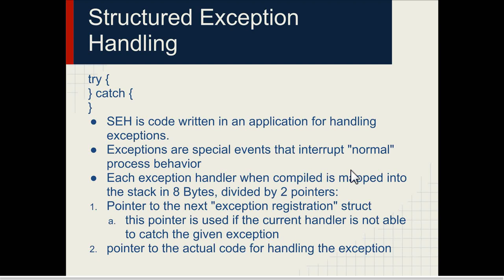So exceptions are special events that interrupt normal process behavior. Each exception handler, when it's compiled, is mapped onto the stack in basically 8 bytes. That's called a structured exception handler record. And there can be multiple exception handlers. There can be try-catch, try-catch, try-catch, try-catch. Now, these 8-byte records actually have two pointers. Each pointer is 4 bytes. And it basically forms a linked list. One pointer points to the next exception handler, and the second pointer points off to the code to handle the exception.